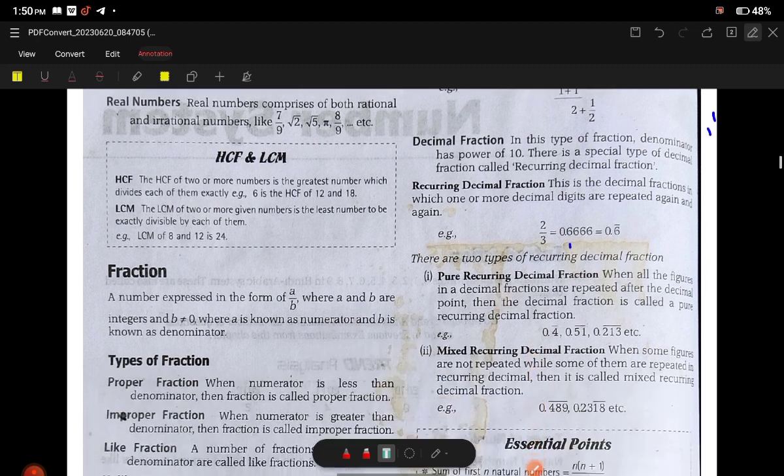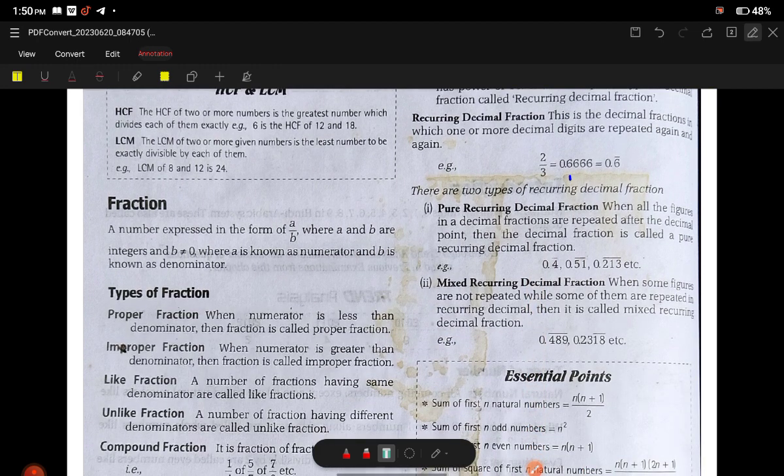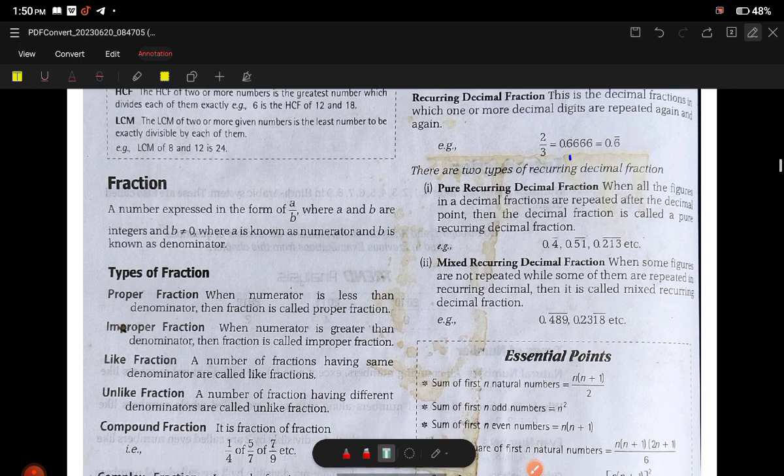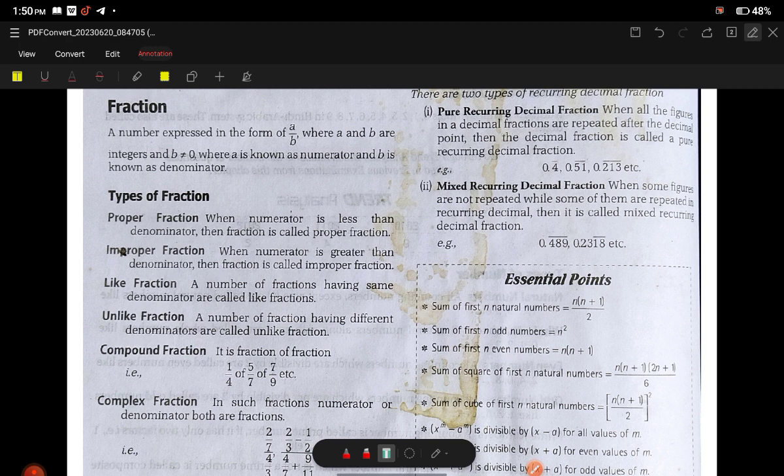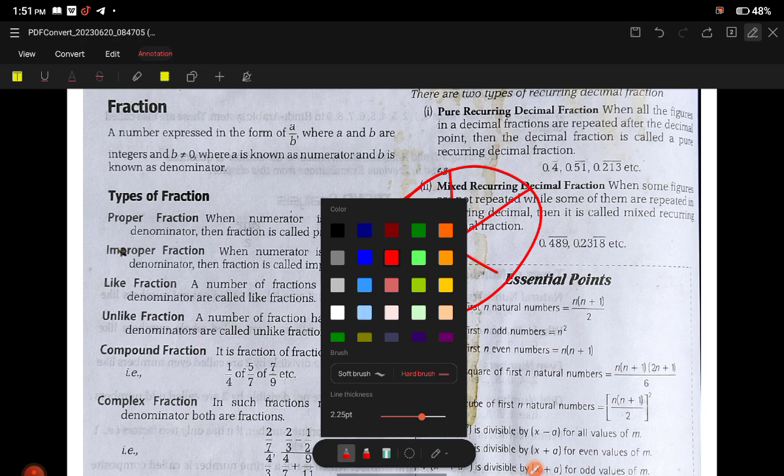Okay, next is fraction. So what is a fraction? A number expressed in the form of a upon b, where a and b are integers, b not equal to 0. This is called a fractional number. Types of fraction: we say that a fraction is a part of a whole. Means you have one pizza with you. How many of you like pizza? You will tell me. So you have divided it into many parts. You have taken three parts out of them.